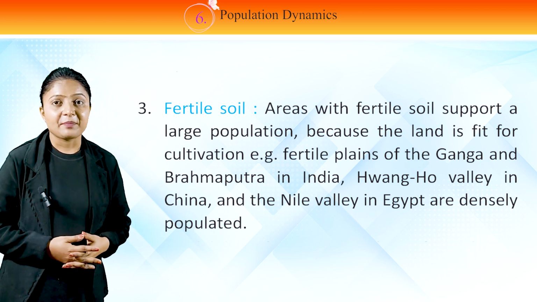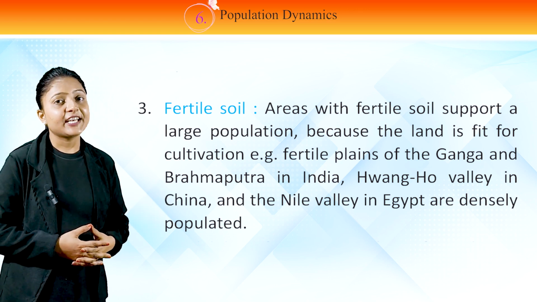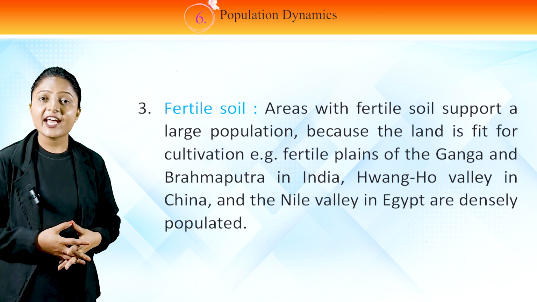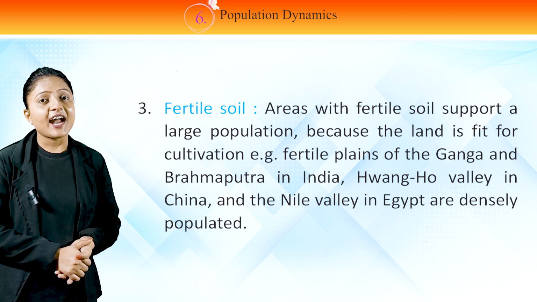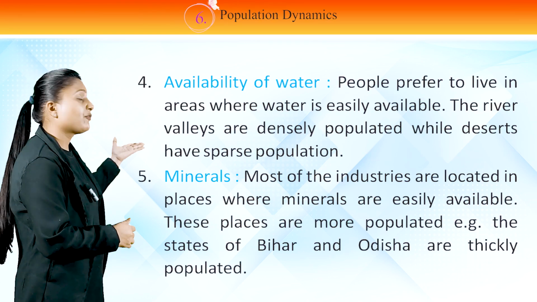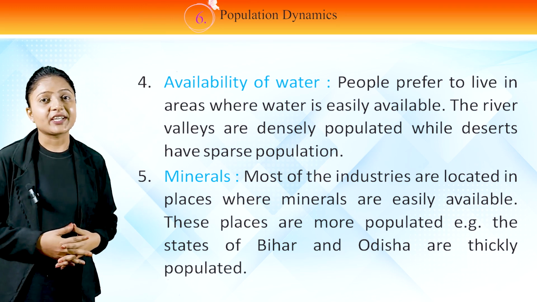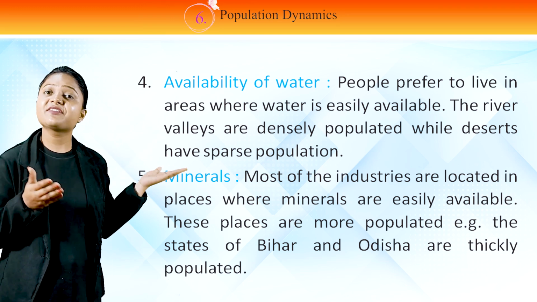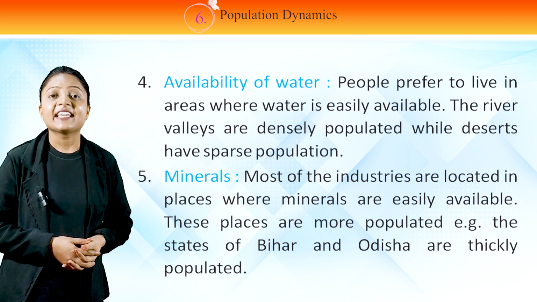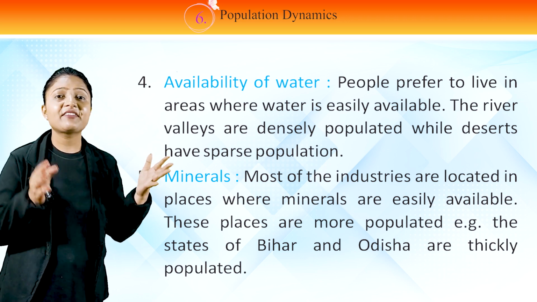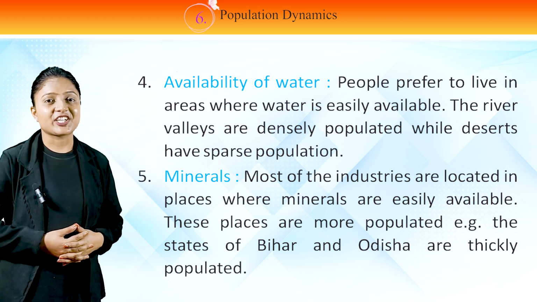Example, fertile plains of the Ganga and Brahmaputra in India, Huanghe Valley in China, and Nile Valley in Egypt are densely populated. Number 4. Availability of water. People prefer to live in areas where water is easily available. The river valleys are densely populated while deserts have sparse population.